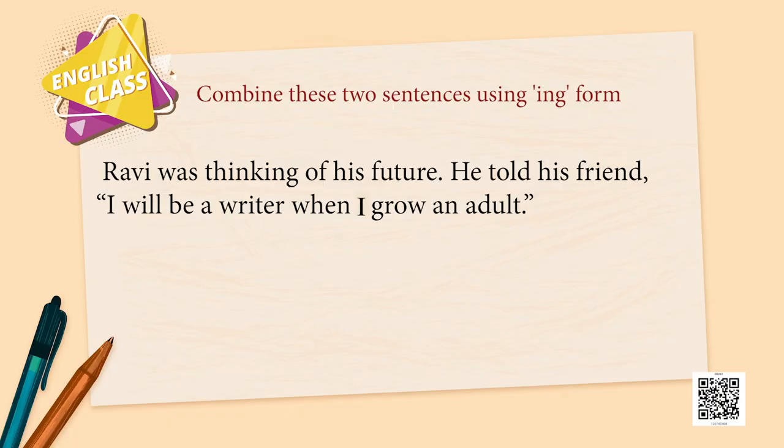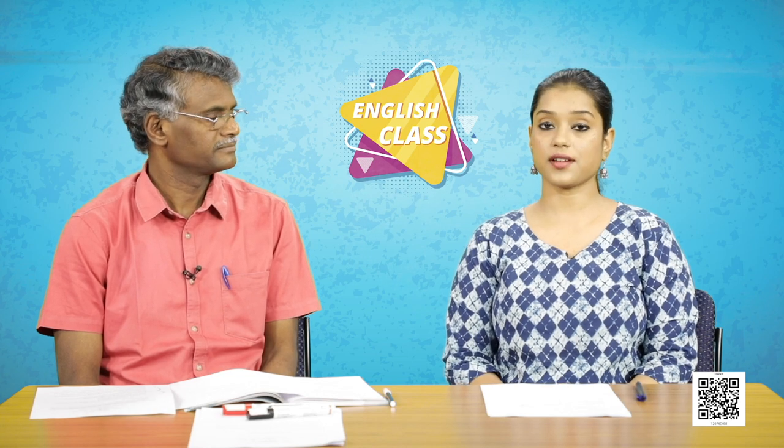Now, Kriti, and learners, please combine these two sentences into one by using the ing form, that is, the present participle. Here are two sentences for you. Ravi was thinking of his future. He told his friend, I will be a writer when I grow up. Okay, change it now. Thinking of his future, Ravi told his friend, I will be a writer when I grow up. Very good.